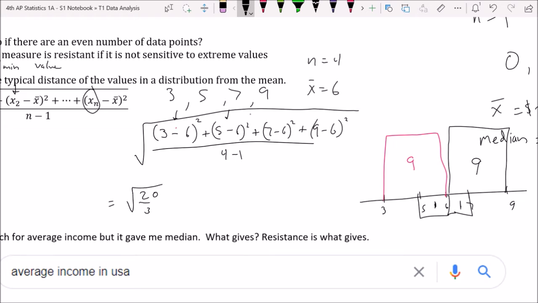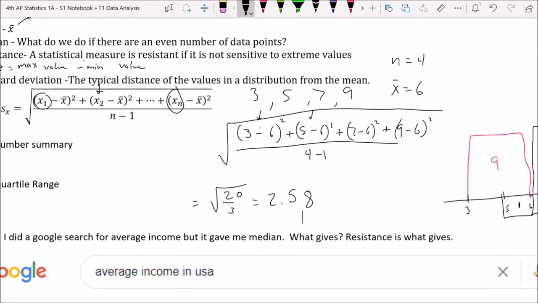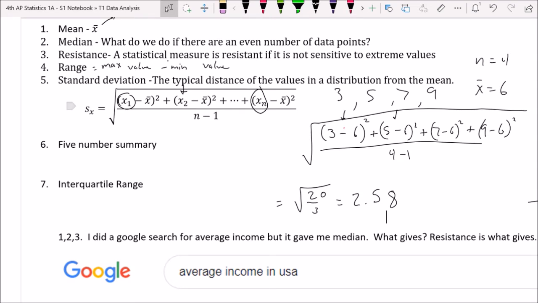Let's see what that is. And I got 2.58. That is the standard deviation of the data set. Now, in some ways, that's kind of a letdown, to be honest with you, because you go, well, 2.58 what? 2.58 inches, 2.58 joules, 2.58 newtons, what is it? It's just 2.58. It's just a number, okay?